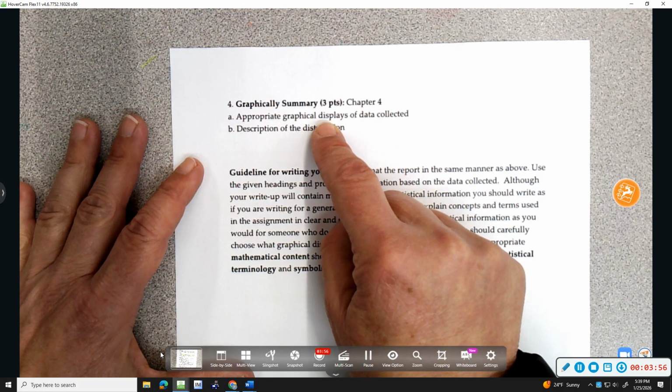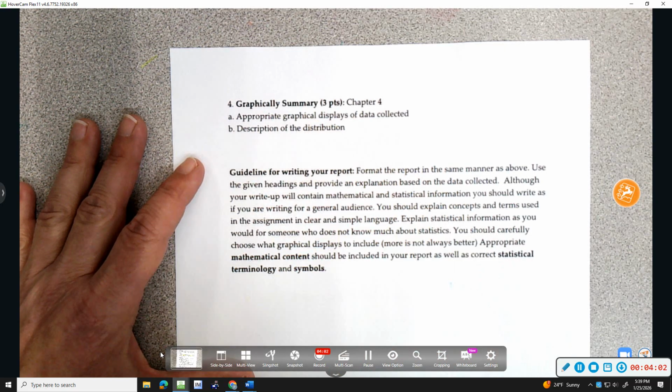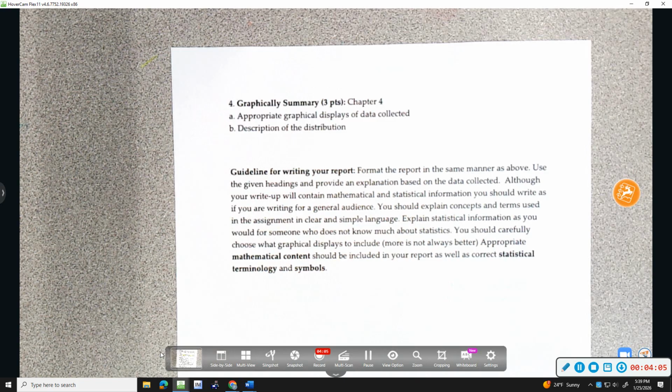If you would like to use a histogram, which I think we all should, there are directions within the course itself on how to do that histogram. Please reach out if you have any questions.